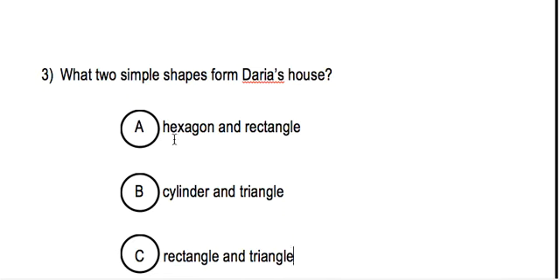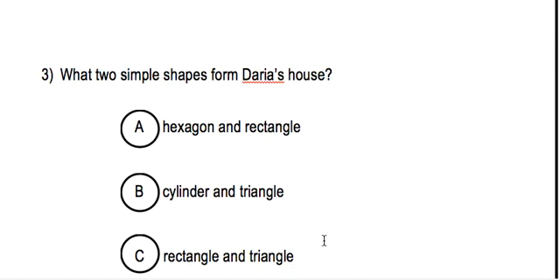The choices are: is the house made of hexagon and rectangle? Is it B, cylinder and triangle, or is it rectangle and triangle? Again, refer to the information at the top for house number 14, which is Daria's house. Once you have done that, you may move on to question number 4.